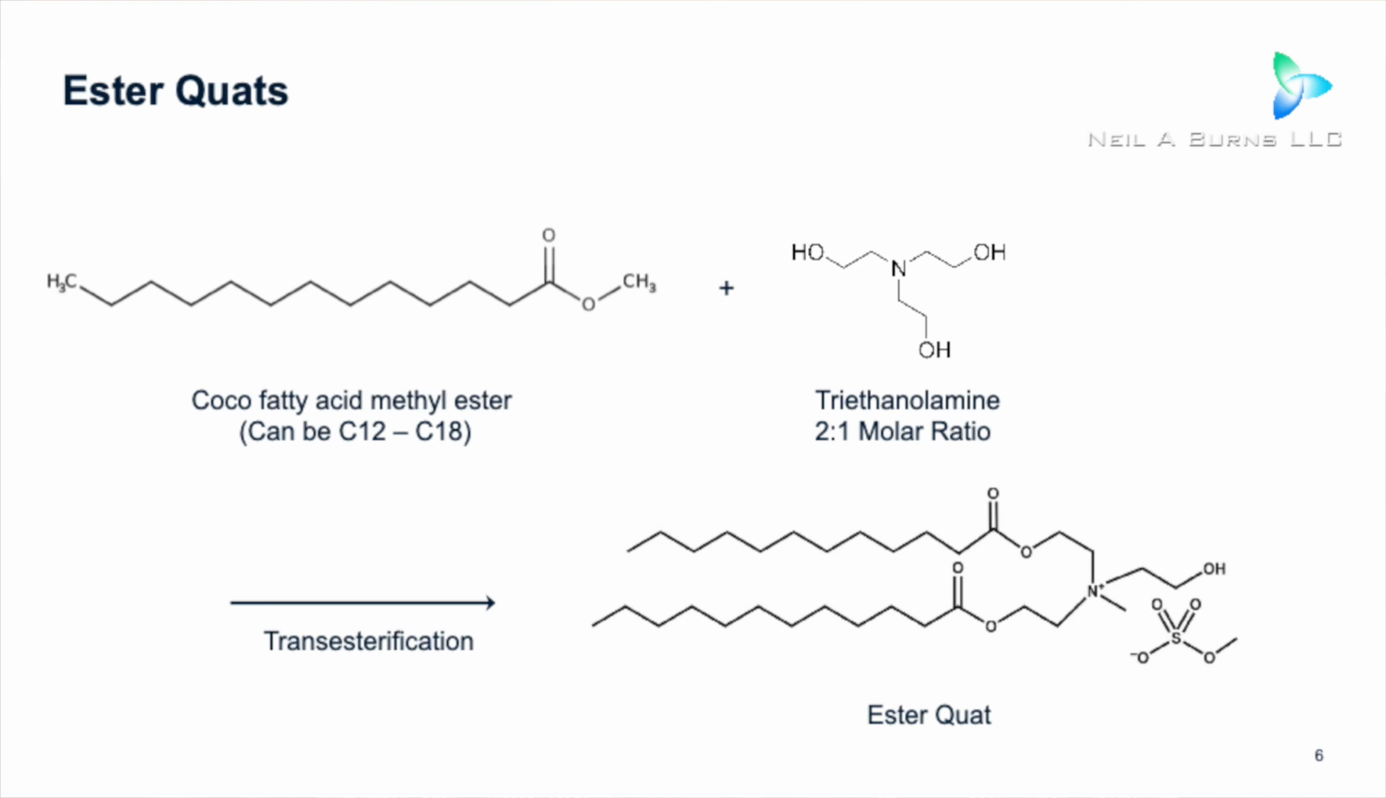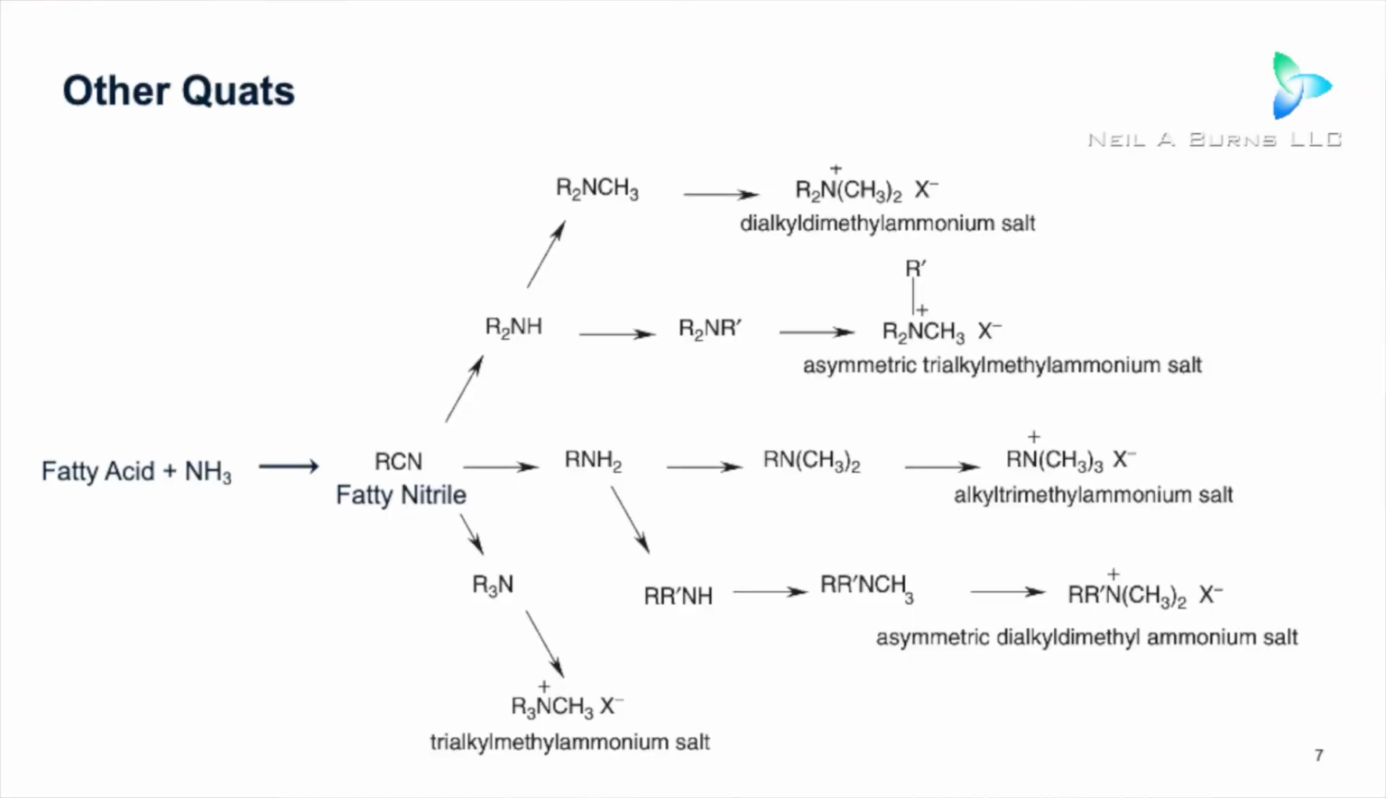Moving into the cationic class, ester quats, built on ethanolamines, particularly triethanolamine, as you can see in this slide. And of course, a whole bunch of other quats, starting from fatty nitriles, which are produced by the reaction of ammonia with various chain lengths of fatty acids.